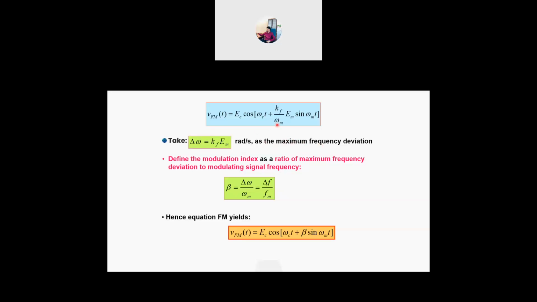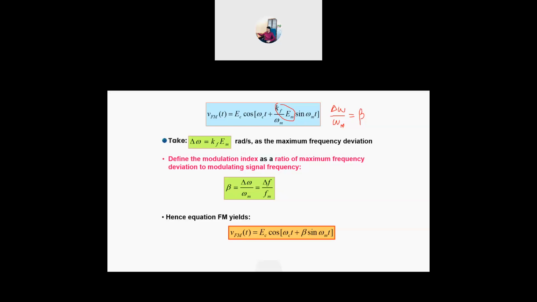Delta omega over omega m. So this is actually equivalent to delta omega, the maximum frequency deviation. Then you have omega m, which is the angular frequency of your modulating signal or message signal. Then you have beta, which is the modulation index.